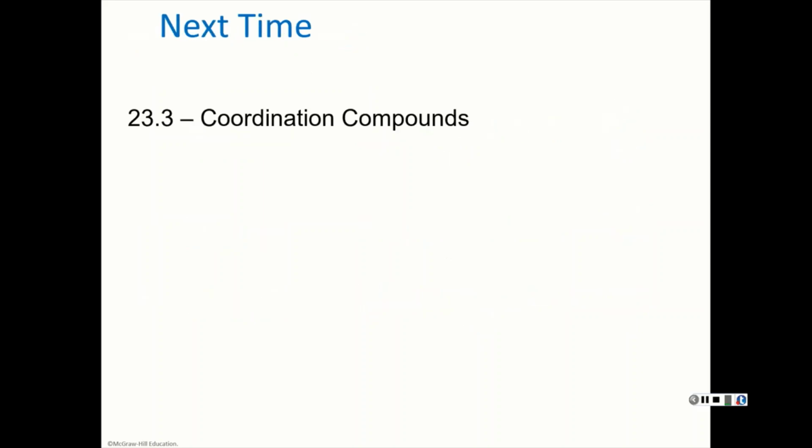Okay, so next time we'll move into the next section of chapter 23 and talk about when these transition elements actually form compounds. That's referred to as coordination compounds, because you have other atoms or molecules that are coordinating around a center transition metal ion.